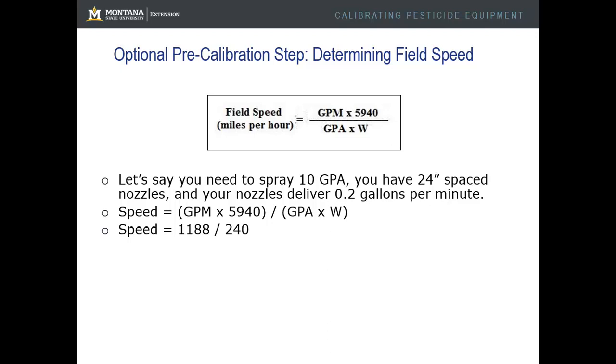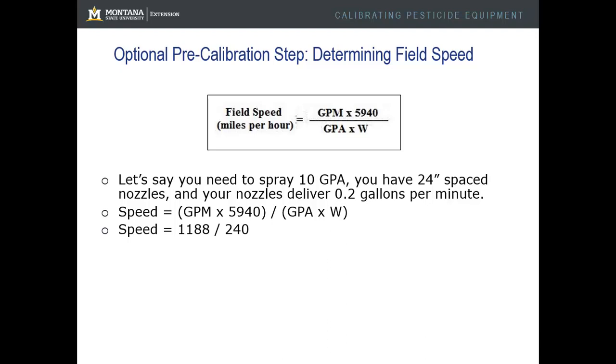In this example, the pesticide product label requires 10 gallons per acre, and the applicator must calibrate his equipment to deliver 10 gallons per acre when calibrating his sprayer. To use this equation, he must measure the output of his nozzles in 1 minute and convert to gallons to deliver gallons per minute. In this instance, he collected an average 0.2 gallons per minute from his nozzles. Next, he measures the distance between his nozzles in inches. In this example, his nozzle spacing is 24 inches. Then he plugs in this information.